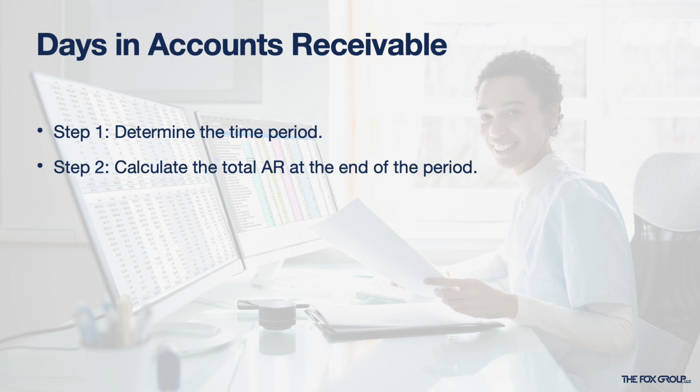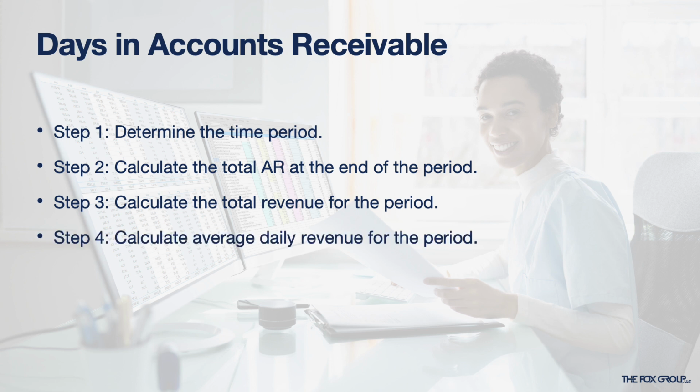The next step, step 3, is where you'll calculate the total revenue. To do that, sum up the total revenue recognized during the same period. Make sure to include all payments received, adjustments, and write-offs. Step 4 is where you'll now calculate the average daily revenue. This is an easy calculation where you simply divide the total revenue from step 3 by the number of days in the chosen period. For example, if you're calculating for a month, divide the revenue by 30 or 31 accordingly.